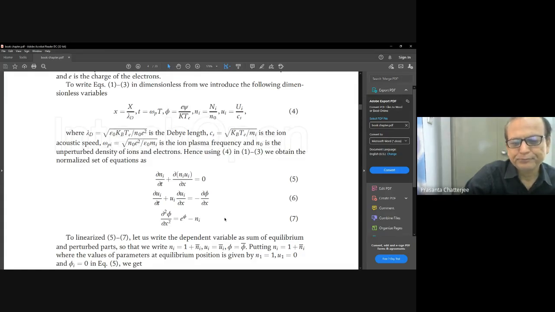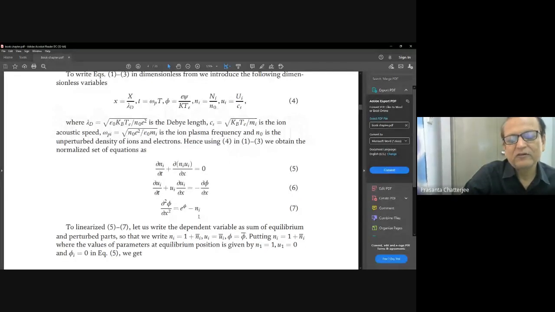So we consider an equilibrium position where there is no velocity, no potential, and the numbers of electrons and ions are the same, that is Ni equal to 1 and phi equal to 0. So in equation 7, the Poisson equation equals 0. This equilibrium position is considered. And then we consider a small perturbation on that equilibrium point, so that Ni changes from 1 to Ni bar, Ui to Ui bar, and phi to phi bar.